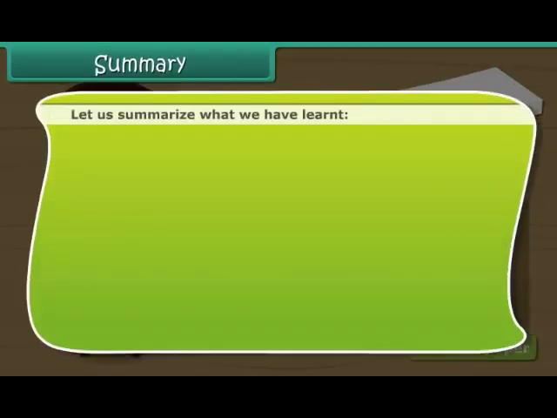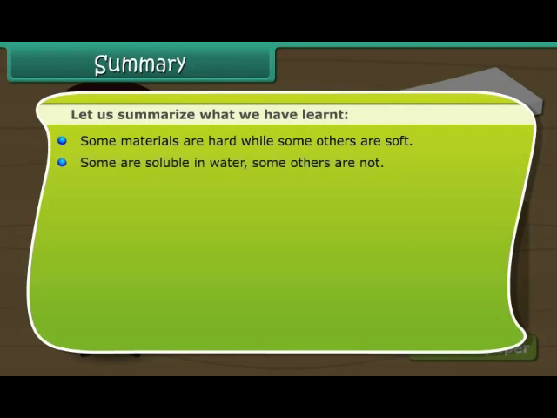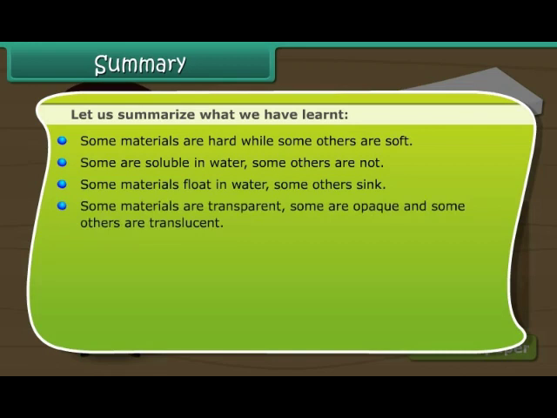Let us summarize what we have learned. Some materials are hard, while some others are soft. Some are soluble in water, some others are not. Some materials float in water, some others sink. Some materials are transparent, some are opaque, and some others are translucent.